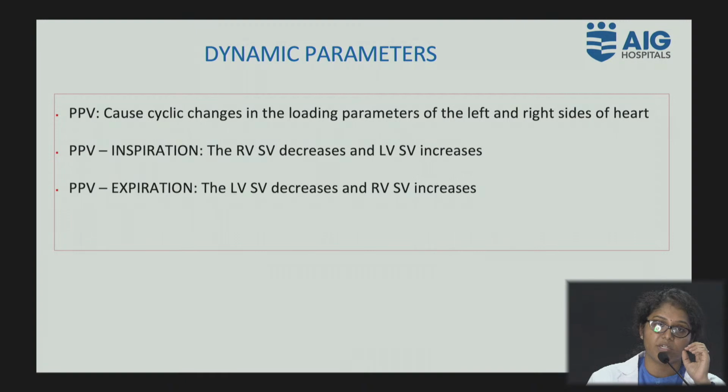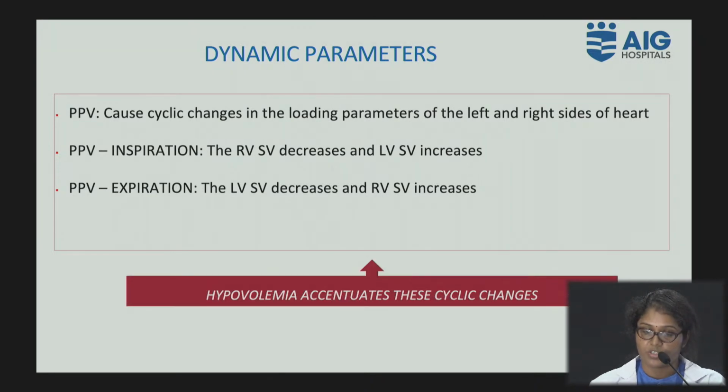Coming to dynamic parameters, they are based on heart-lung interactions. With the initiation of positive pressure ventilation, there will be changes in the intrathoracic and transpulmonary pressures, which will affect the loading of both sides of the heart, the right and left heart. So the dynamic parameters are derived from these cyclical changes with respect to positive pressure ventilation. For example, in inspiration, the right heart stroke volume will be decreased and the left heart stroke volume will be increased. The opposite happens during expiration.